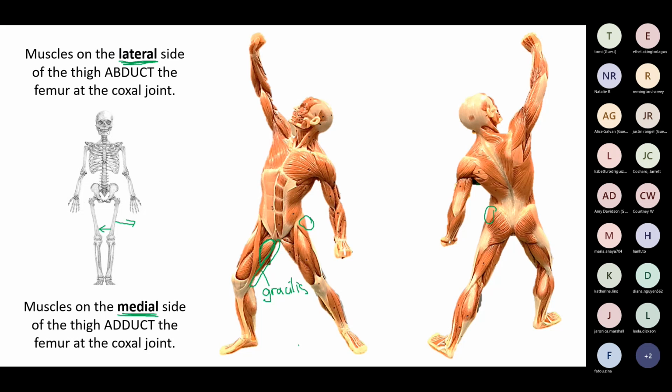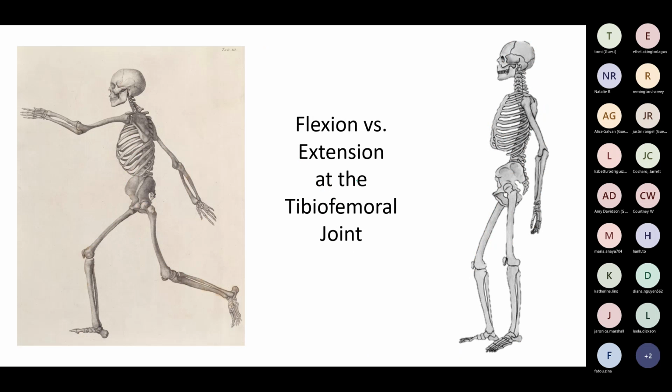So we've talked about the two movements that we can do at the coxal joint, the two movements that we do up here at the hip. The muscles that live on the thigh not only move the hip joint, but they also move the tibiofemoral joint. So now we're going from talking about the hip to talking about the knee. Now we're into the knee joint.